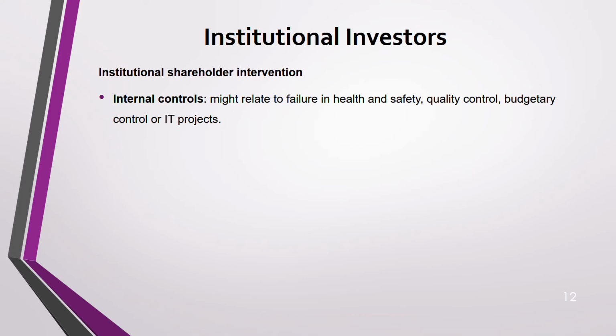This is further, okay, the same thing. Why will they intervene? Internal control. If it relates, maybe health and safety must have failed, or quality control failed, or budgetary control, no budgetary control. Institutional investors have to come and control.